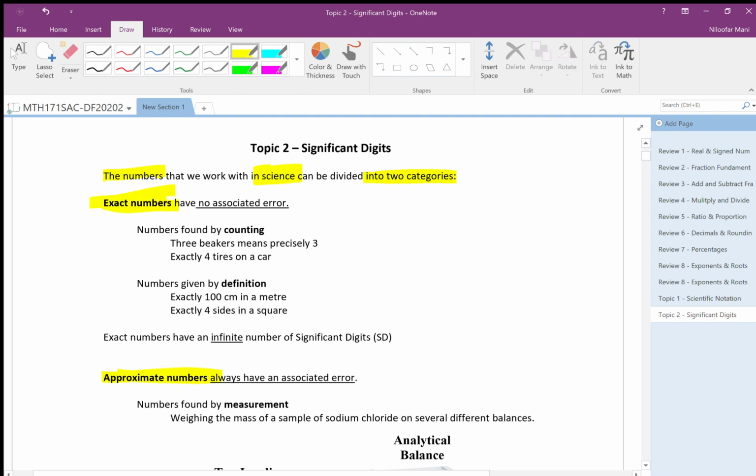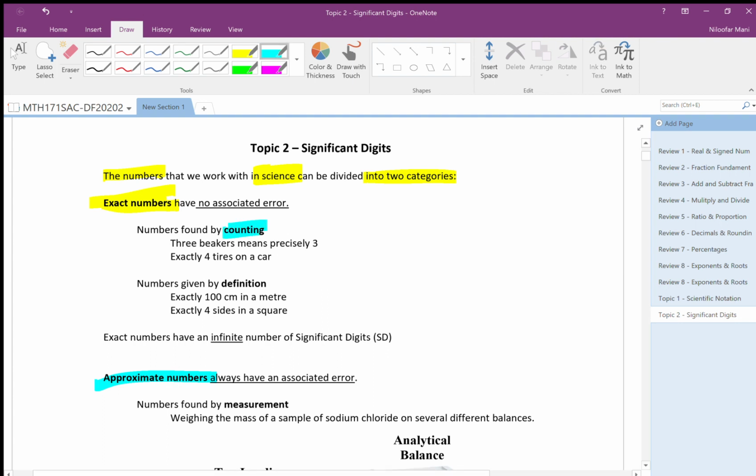Exact numbers are the ones that are found, for example, by counting. So when I count, when I say, for example, I have 3 gifts and I have 2 meters of wrapping paper and I want to divide it between 3 gifts, the number of gifts is exact because I can count them 1, 2, 3. So if something is coming by counting, they are just exact.